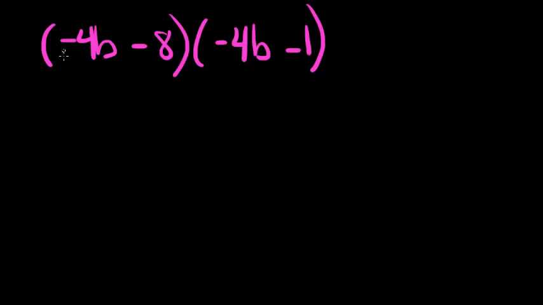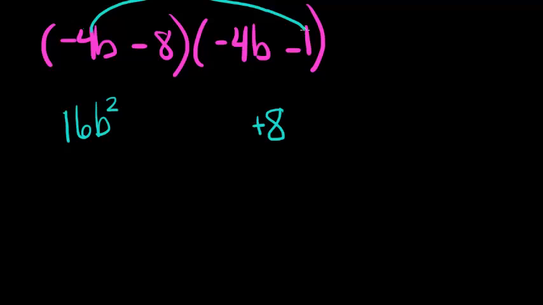Okay, you think you got it? Negative 4b times negative 1, remember a negative times a negative is a positive, gives me, oh, I just totally screwed up, you guys. Negative 4b times negative 4b is positive 16b squared. There's my first term. Negative 8 times negative 1 is positive 8. There's my last term. Then for the middle term, negative 4b times negative 1 is 4b. Negative 8 times negative 4b is 32b. So my center term is positive 36b, and there's your answer.